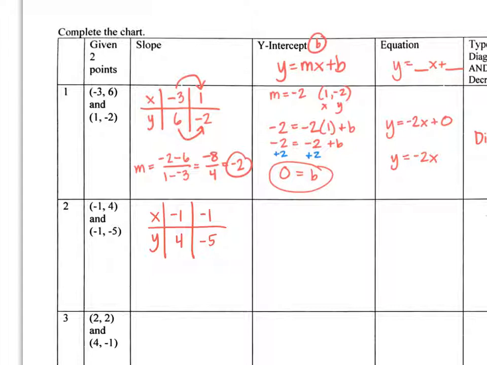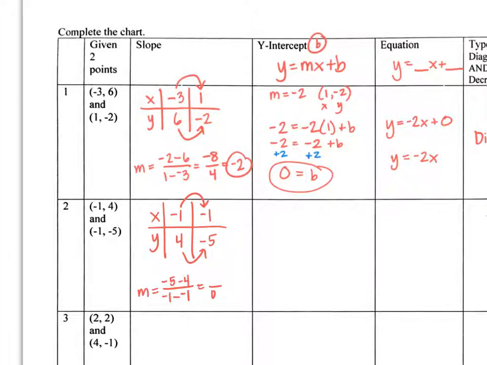So I want to figure out my change in y divided by change in x. The y is on the bottom. So I'm doing, going from 4 to negative 5 means I take negative 5 minus 4. Okay, subtract. And then to figure out how much I go from negative 1 to negative 1, I already know that. It doesn't move at all, right? So from negative 1 to negative 1, it's no change. So the change is actually 0.